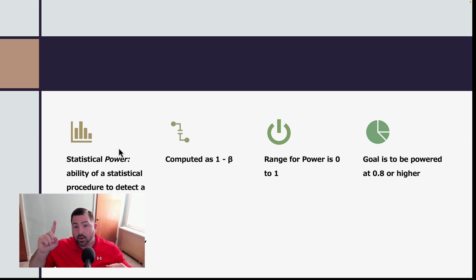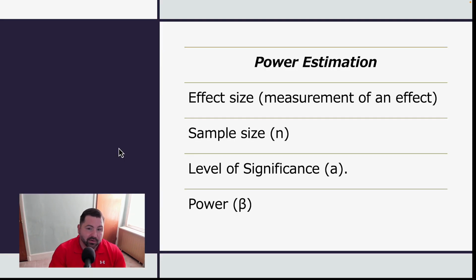0 is the floor, 1 would be the ceiling, and so 0.80, that 80% level that we had talked about, would fall within that range. And so that is the criteria to know if your data is statistically powered.